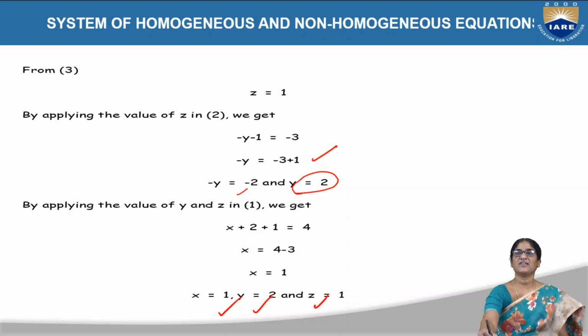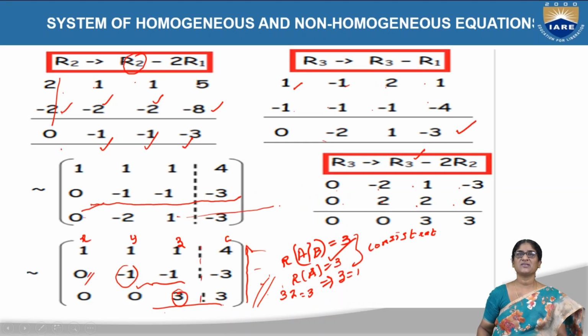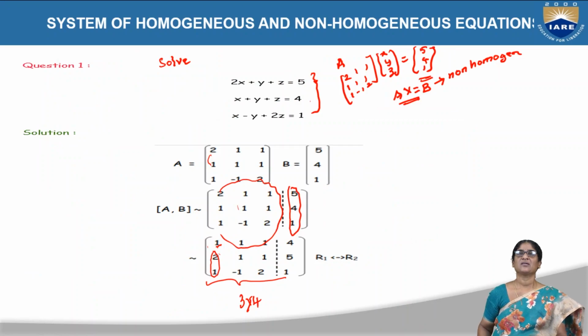You can verify this answer also, because we can check whether our answer is correct or not just by substituting whatever values you got in any one of the equations. Actually, these values hold for all three equations, so any one equation is enough to check whether our values are correct. Let us see what the question is. The question is 2x plus y plus z is equal to 5.